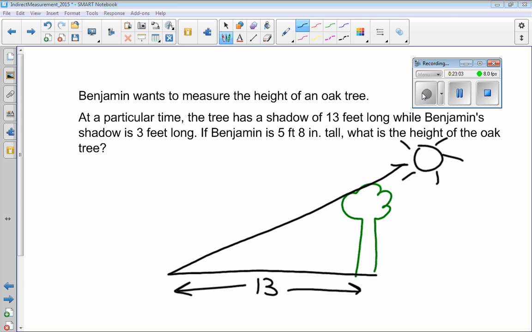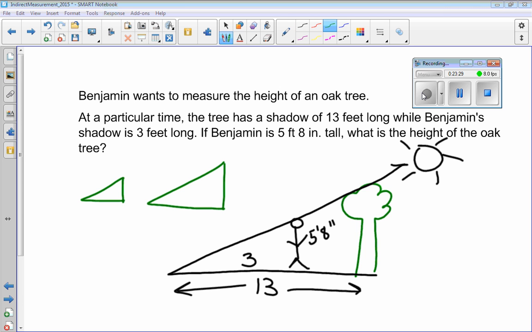At the same time, here is Benjamin. He's 5 feet 8 inches tall. Okay? And so he's 5 feet 8 inches. I'm just going to write it that way. We'll convert all to 1 unit eventually, okay? And his shadow was 3 feet long. You good on me so far? We could draw them as separate triangles if we wanted. We had the big one, we had the little one, where we had this is 3, this was 13. We're trying to find the height of the tree, aren't we? And then this was 5 feet 8 inches.